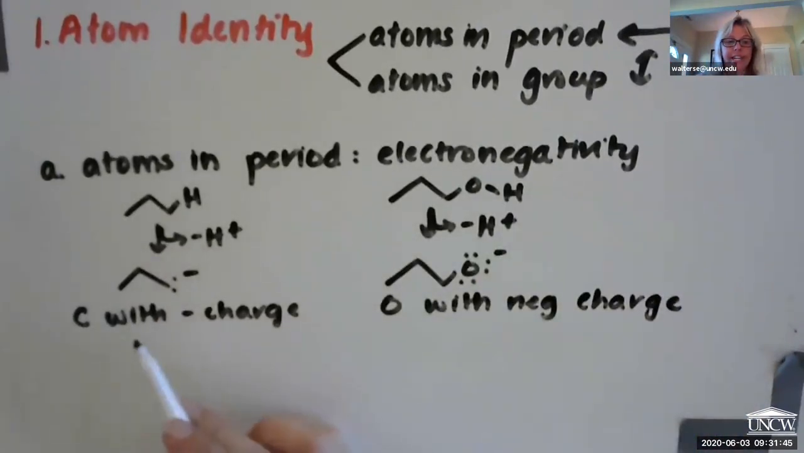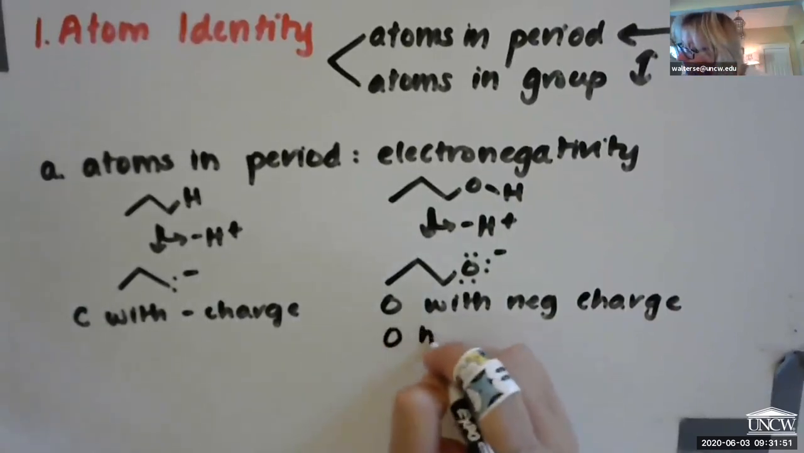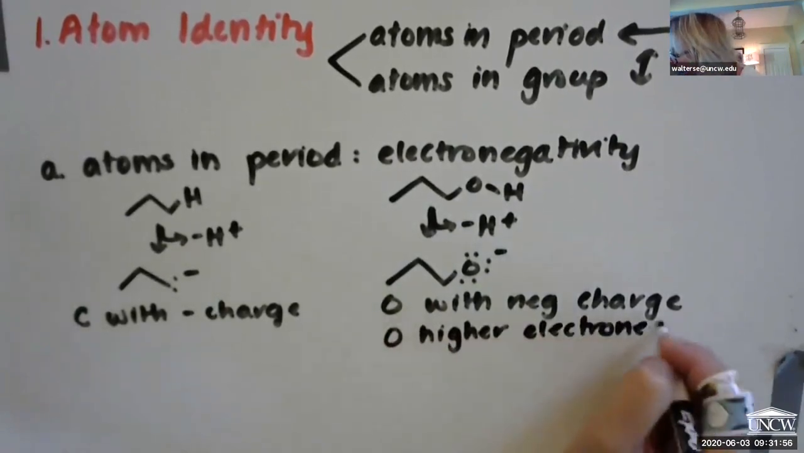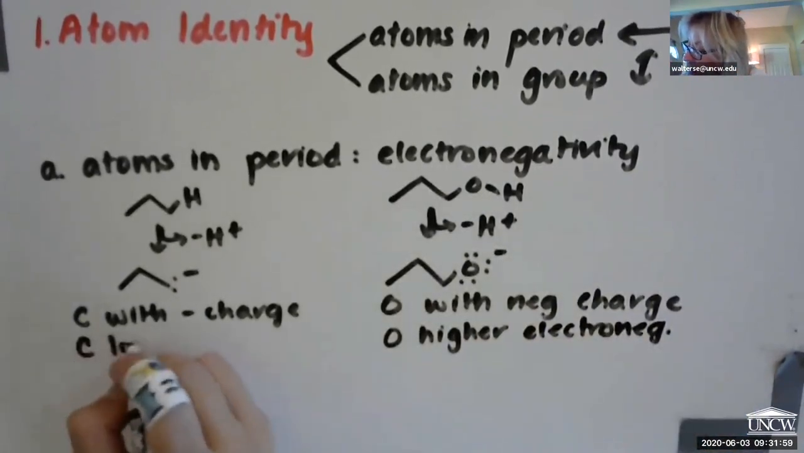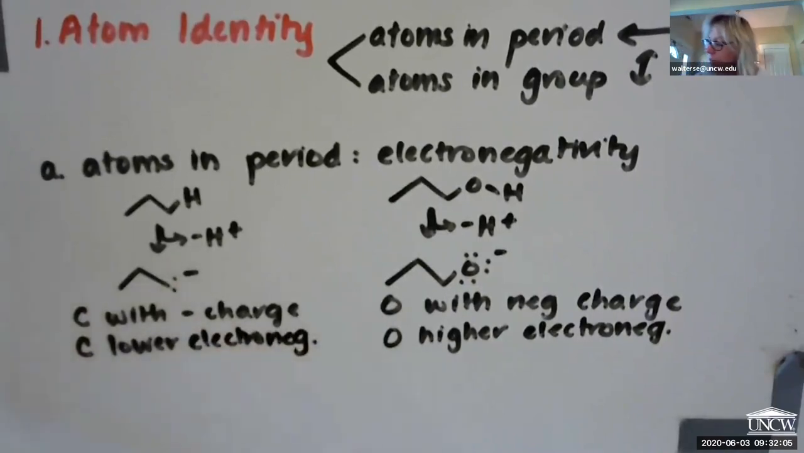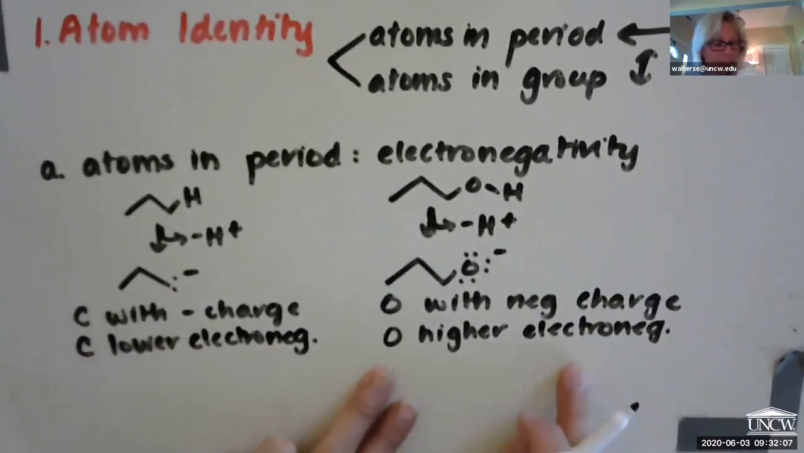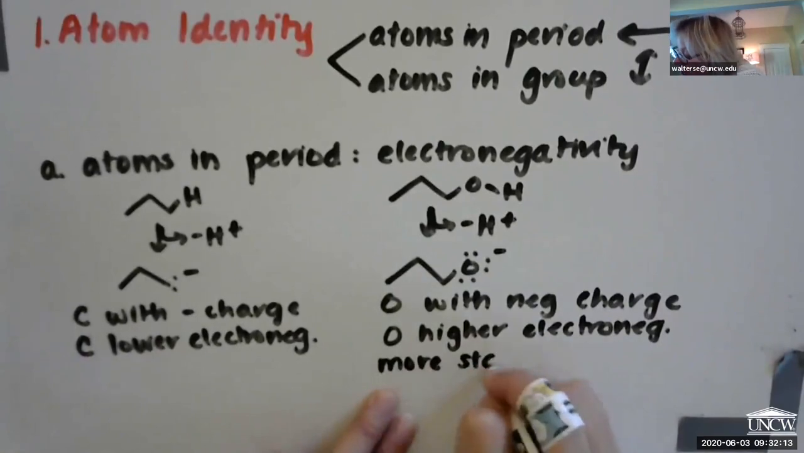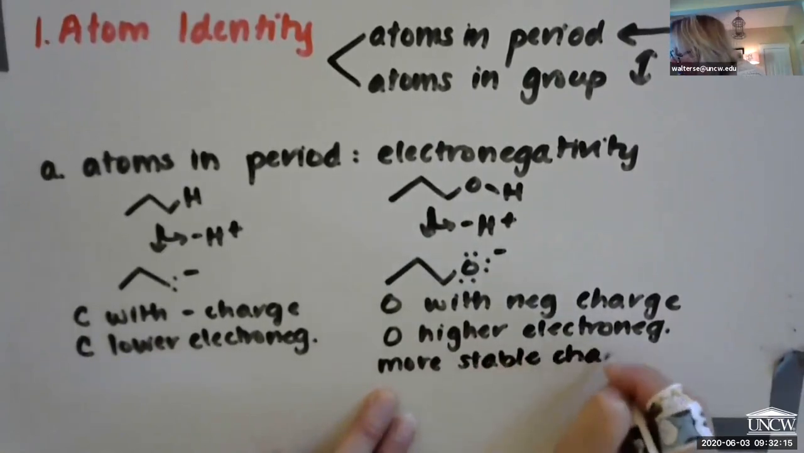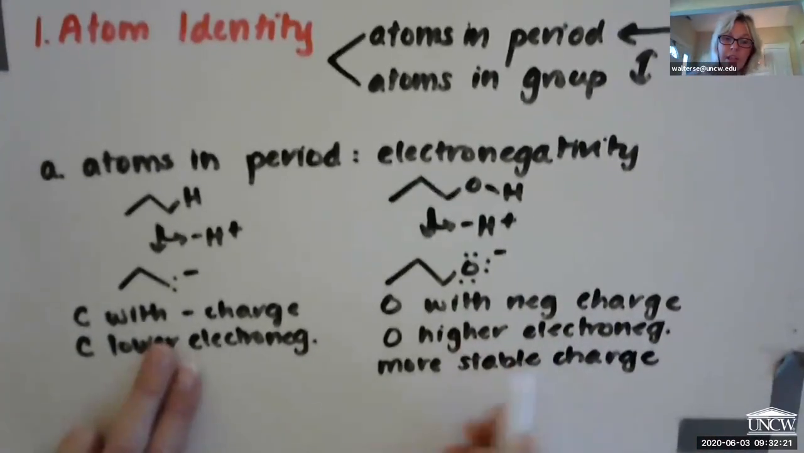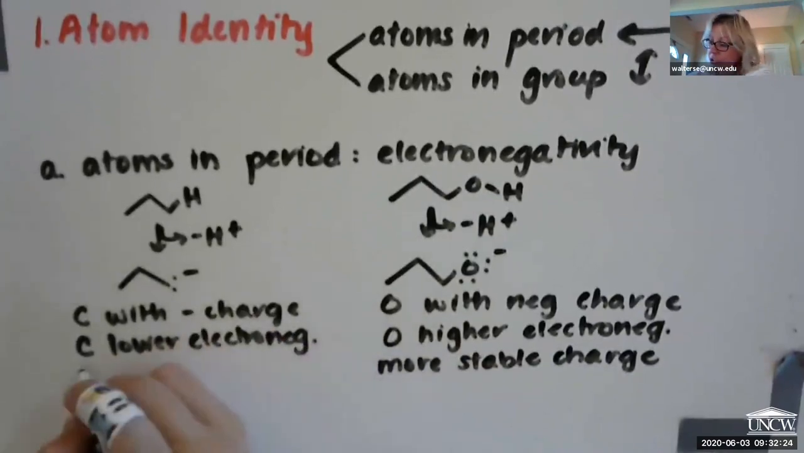Okay. Electronegativity increases as you go across from left to right. So oxygen has higher electronegativity. Carbon would have lower electronegativity. The higher the electronegativity, the more stable the charge. So the oxygen carrying a negative charge is more stable than a carbon carrying a negative charge.